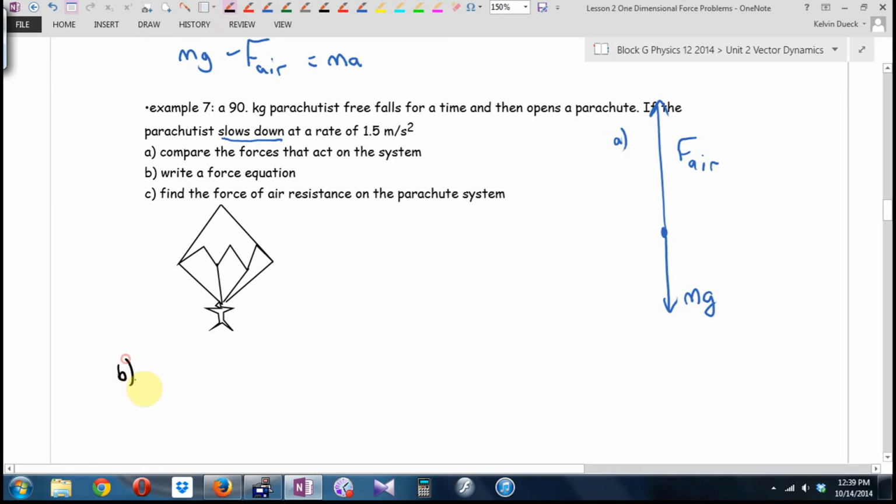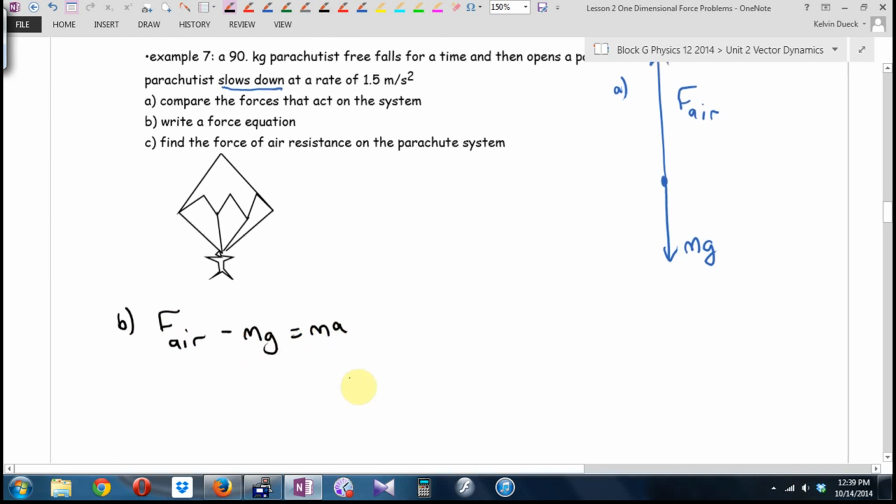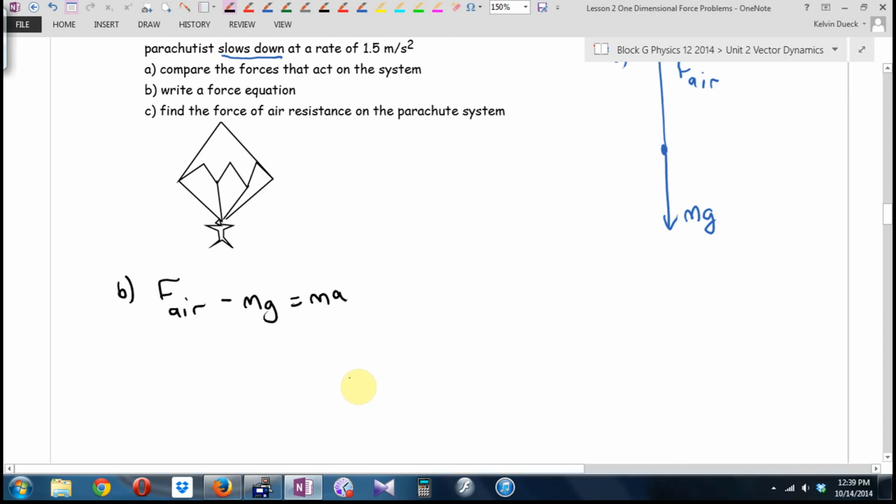B says, write a force equation. Okay. What would my force equation here be? C says, find the force of air resistance. Oh, let's get the F air by itself. Okay. How would I get the F air by itself? I mean, the nice thing, Grayson, is the equations are never going to be that ugly. It's just the getting of the equations is the tricky part, but the actual get the stuff by itself is almost always going to be plus or minus some things and maybe once in a while divide, right?